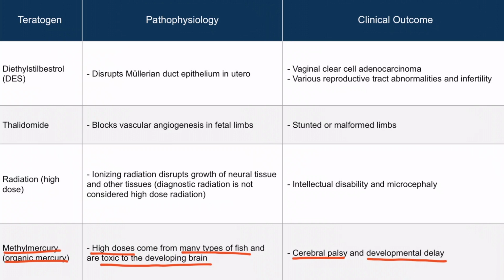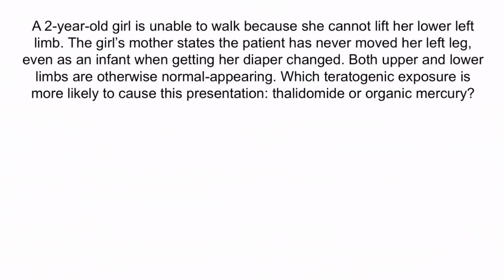Now that we've covered this table, let's review with a quick question. A 2-year-old girl is unable to walk because she cannot lift her lower left limb. The girl's mother states the patient has never moved her left leg, even as an infant when getting her diaper changed. Both upper and lower limbs are otherwise normal appearing. Which teratogenic exposure is more likely to cause this presentation?